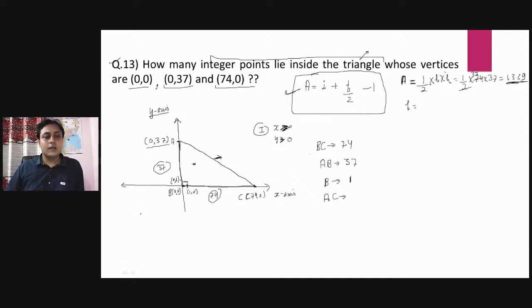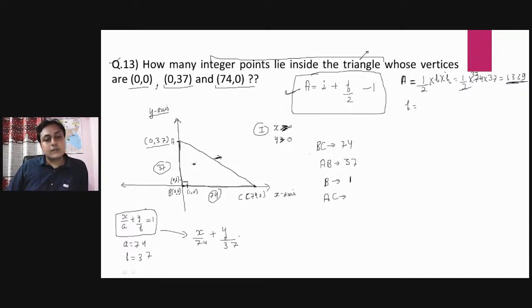The intercept form of a straight line is x by a plus y by b equals 1. Here a is the x-intercept, that is 74, and b is the y-intercept, that is 37. Putting the values in this form, we get the equation of the straight line: x by 74 plus y by 37 equals 1.